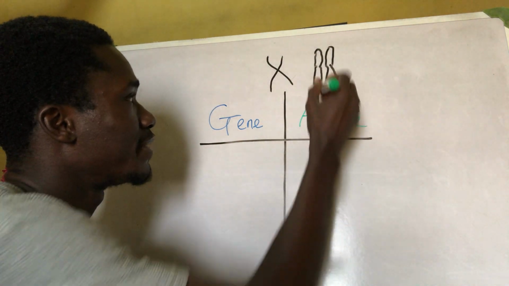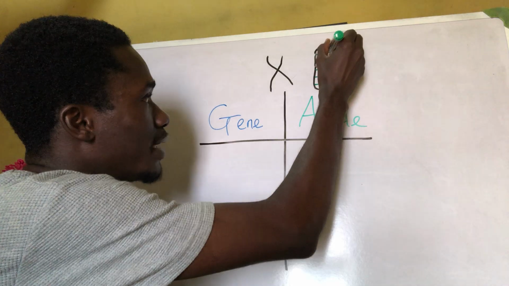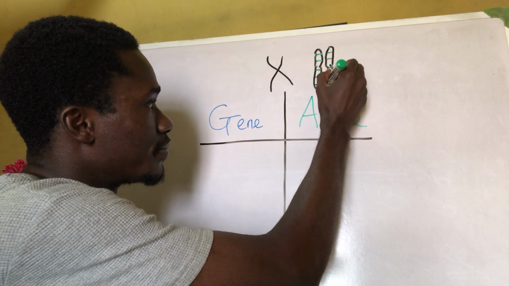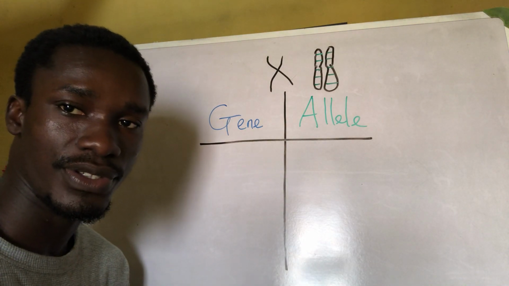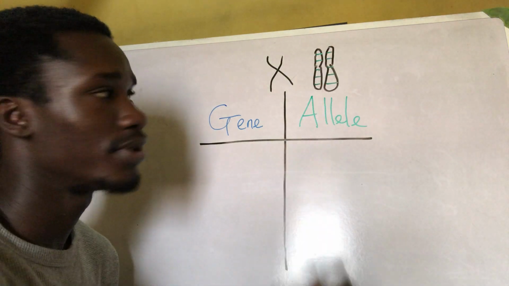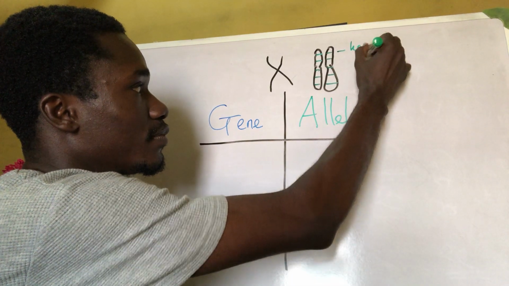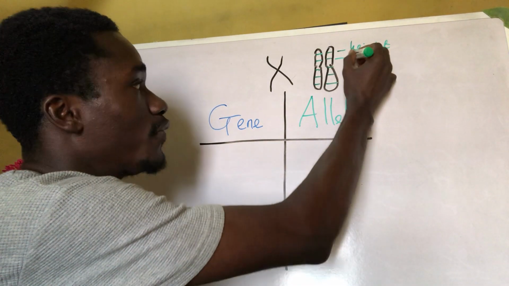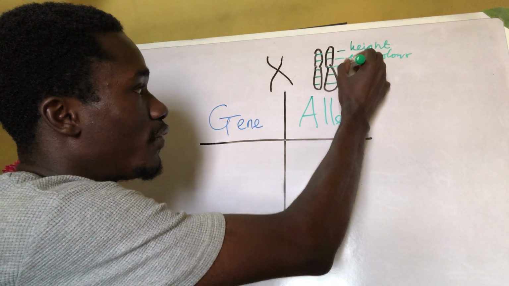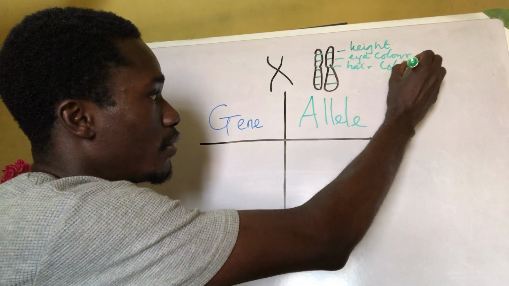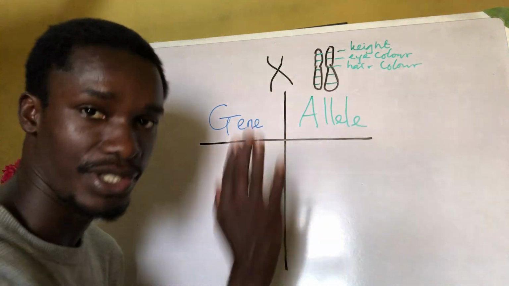And chromosomes have segments on them. The two chromatids have segments on them. So we know that genes are segments on these chromosomes. So this is a gene. Let's say this gene codes for height. This other gene may code for eye color. This other gene may code for hair color. Now in this case, we are talking about humans. So each of these segments are genes, right?